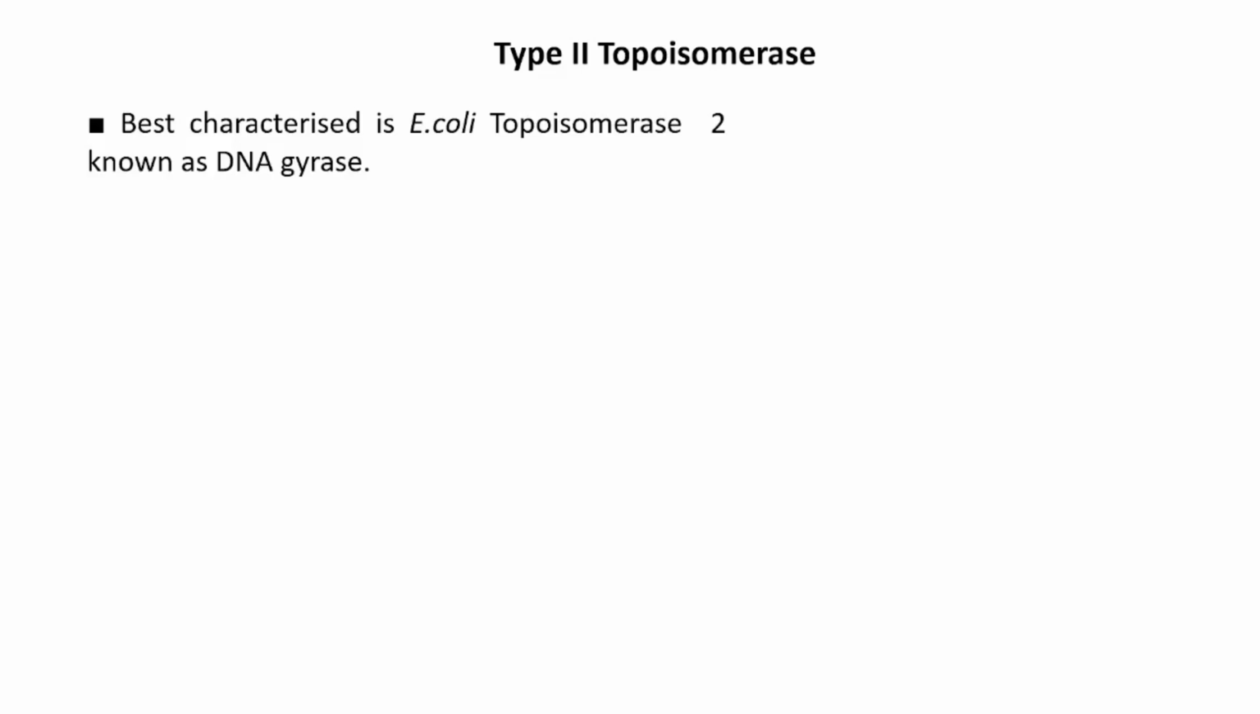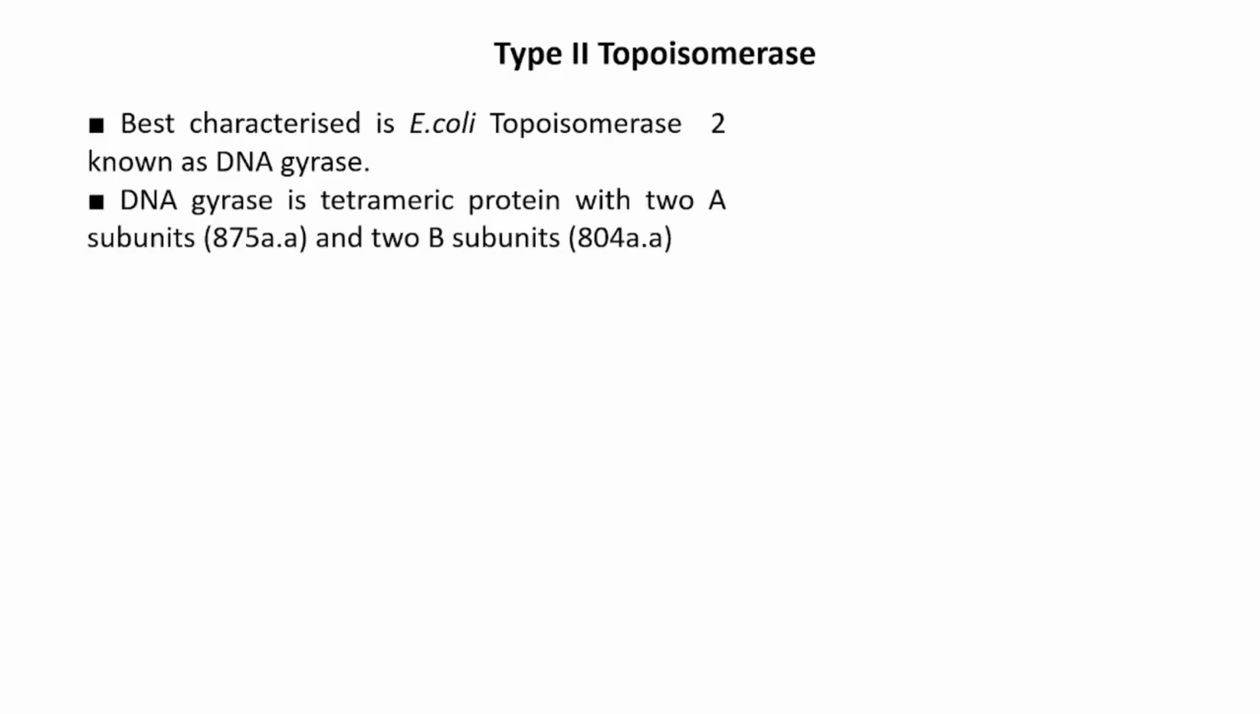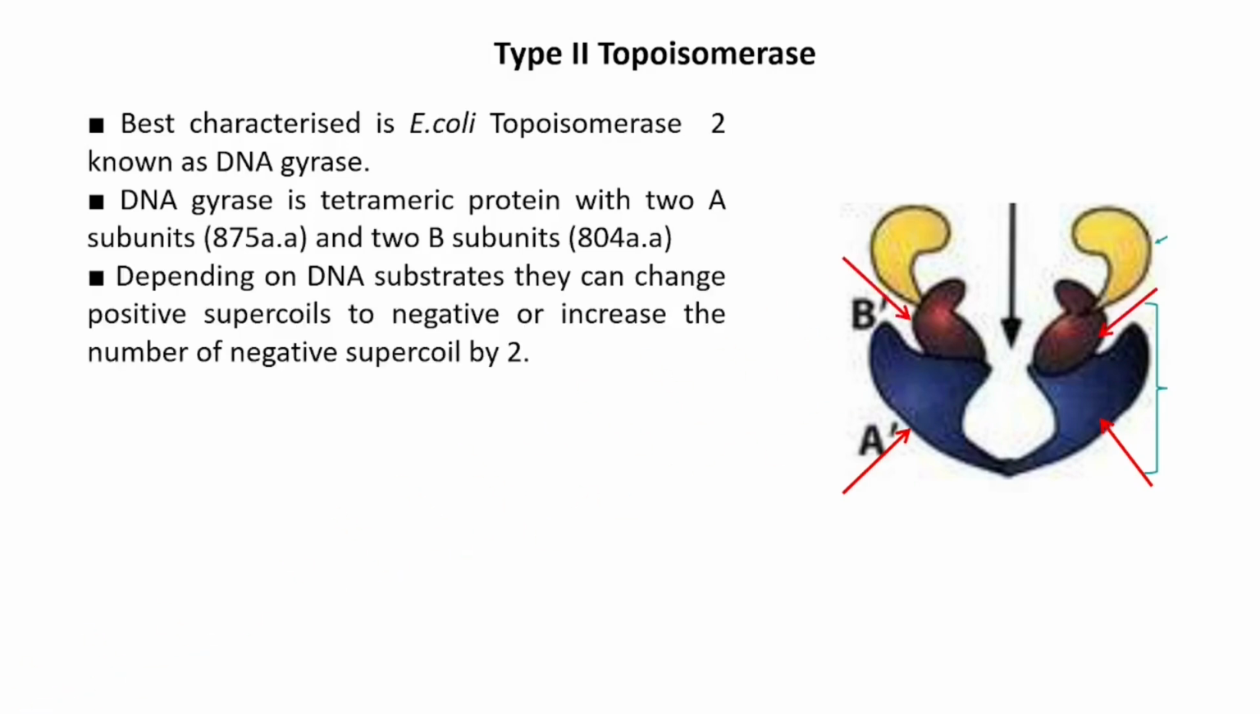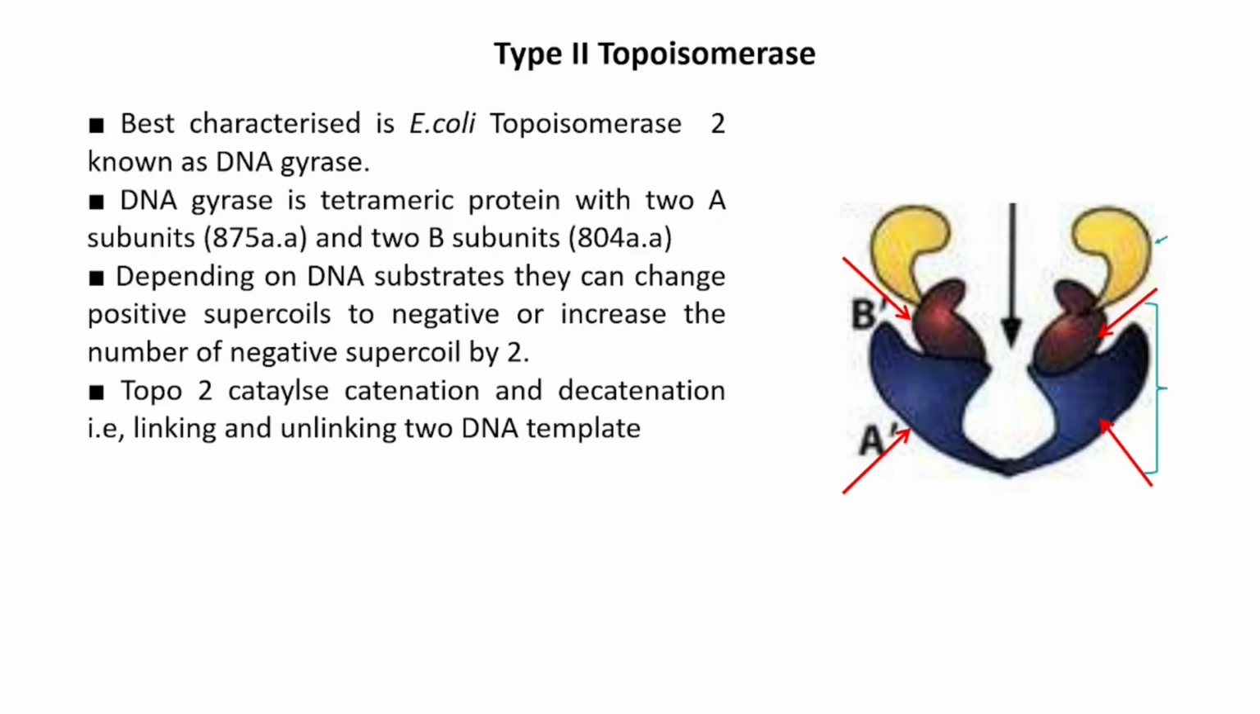Let us now discuss the other type of topoisomerase, that is type 2 topoisomerases. The best characterized is E. coli topoisomerase 2, known as DNA gyrase. As far as the structure is concerned, DNA gyrase is a tetrameric protein with 2 A subunits and 2 B subunits. Depending on DNA substrates, they can change positive supercoils to negative or increase the number of negative supercoils by 2. Topoisomerases 2 also catalyze catenation and decatenation, as we'll be seeing in the next slides.